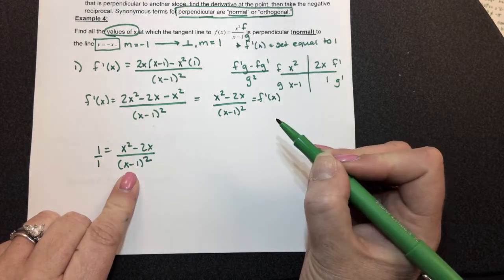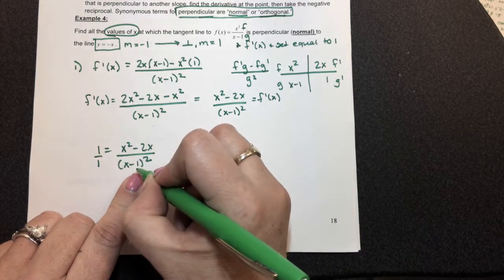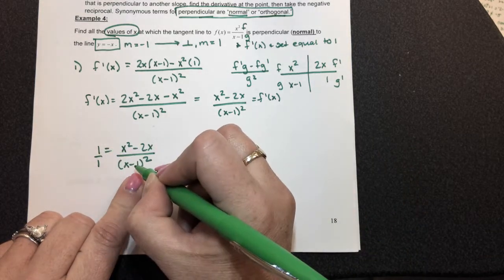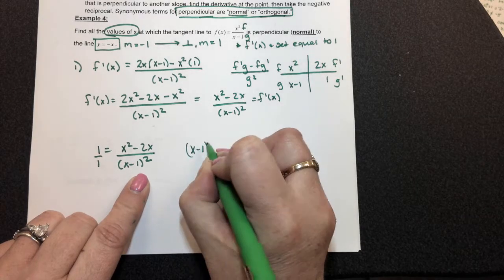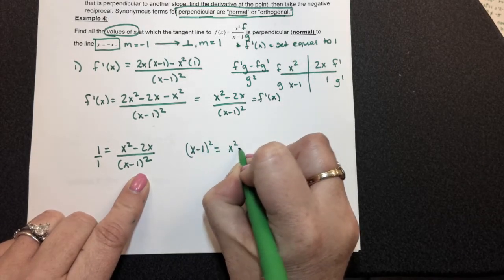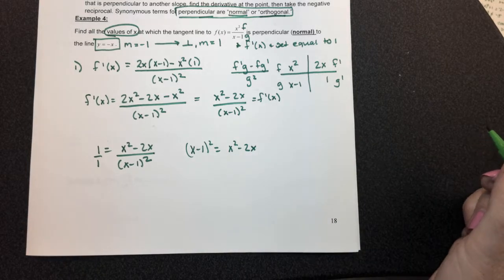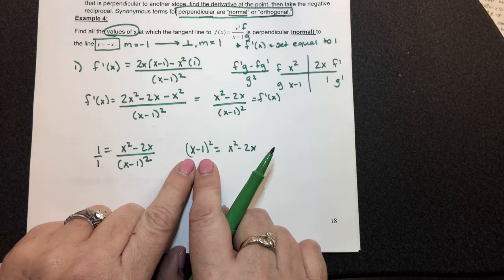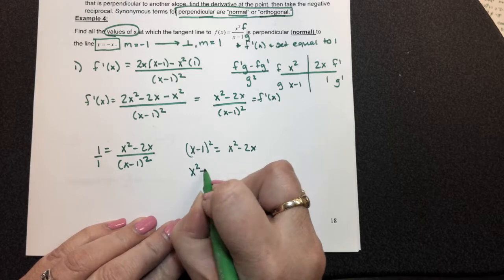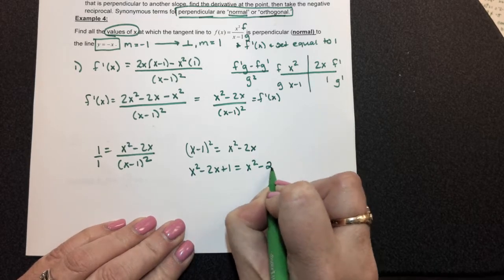Well, this is actually 1 over 1, so can you cross multiply? Sure. Or multiply both sides by the LCD of x minus 1 to the second power. So x minus 1 squared is equal to x squared minus 2x. You are going to have to multiply out the left-hand side, the x minus 1 to the second power. So that gives me x squared minus 2x plus 1 is equal to x squared minus 2x.